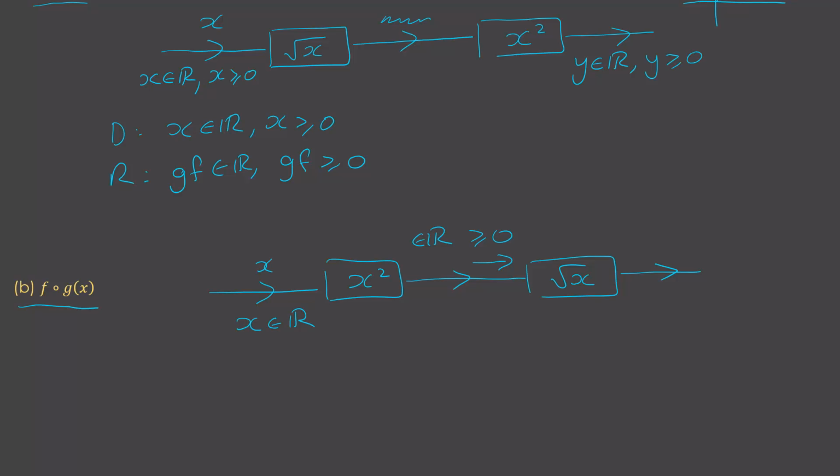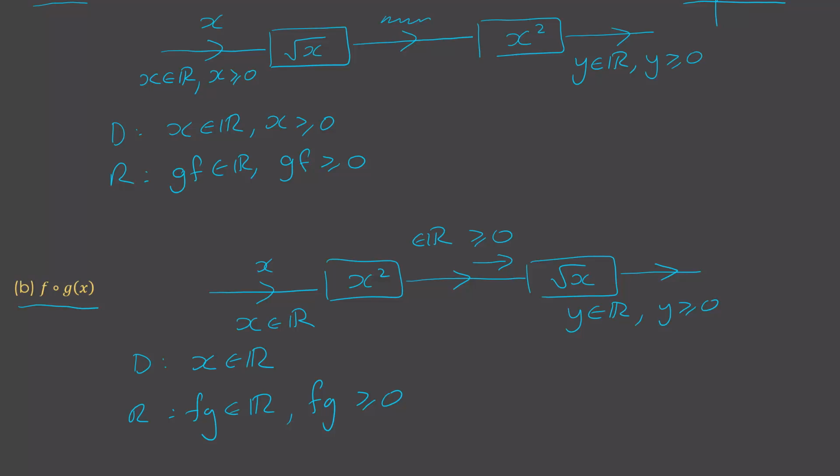The root x function, as discussed in part A, is going to have output, which is real numbers greater than or equal to 0. So for this one, the domain is all real values, and the range is real values. We could write y here, or we could write fg. But here, those values can only be greater than or equal to 0.